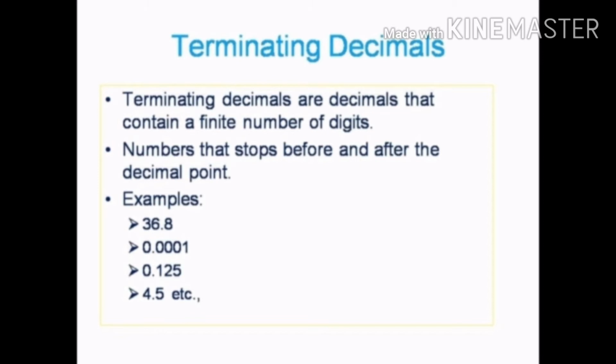And the next example, 0.0001. After the decimal point, how many digits do we have? 4. We can count, no? That is a finite number of digits. Understood? And the next one, 0.125. How many digits came after the point? 3. We could count, right? So it is a terminating decimal. And the next one is 4.5. After the decimal point there is 1 digit, and before the decimal point there is also just one digit. We are counting, no? So it is also a terminating decimal.